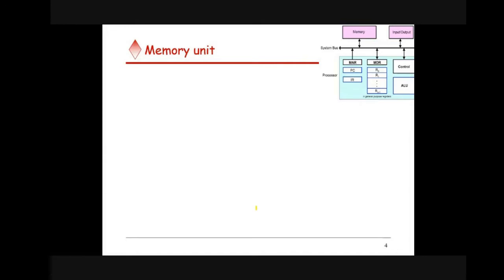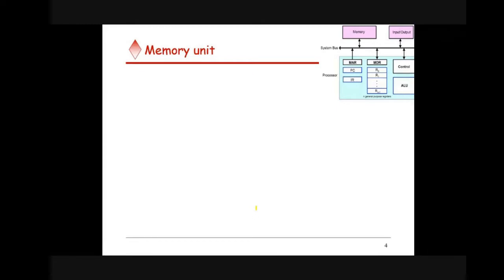What are the two types of data we are storing inside the memory? Tell me, anyone? What are the two types of data we are storing inside the memory? Two types of information that we are storing inside the memory.